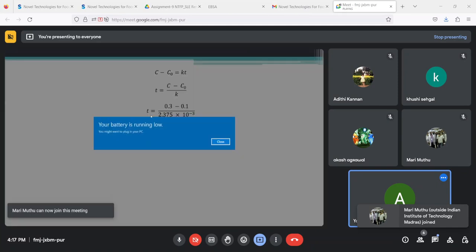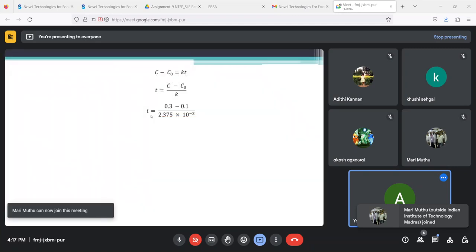So 0.3, sorry, 0.3 minus 0.1 divided by 2.375 into 10 power minus 3. Since your rate constant is already in OD per day, you will get the time also directly in days, which is 84.2 days. Is this clear? Any doubts in this question? Any doubt in the derivation also? So the answer is option D. If you want me to repeat any question, kindly let me know.